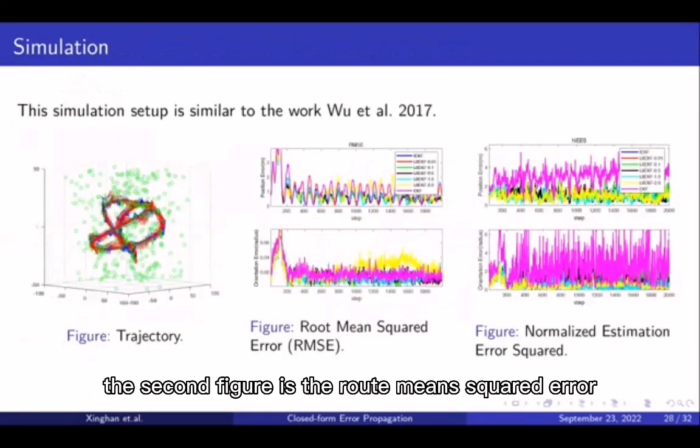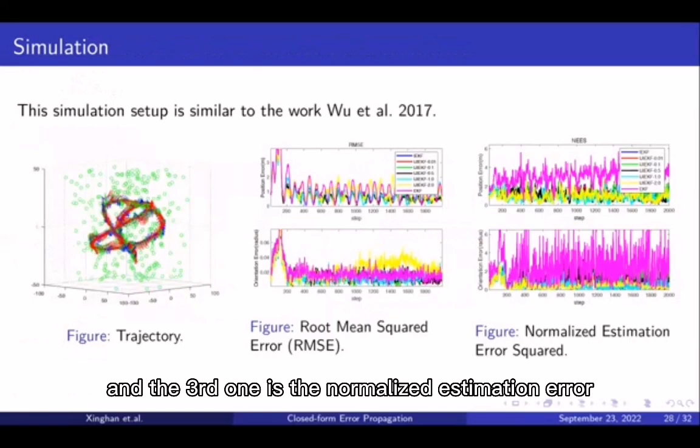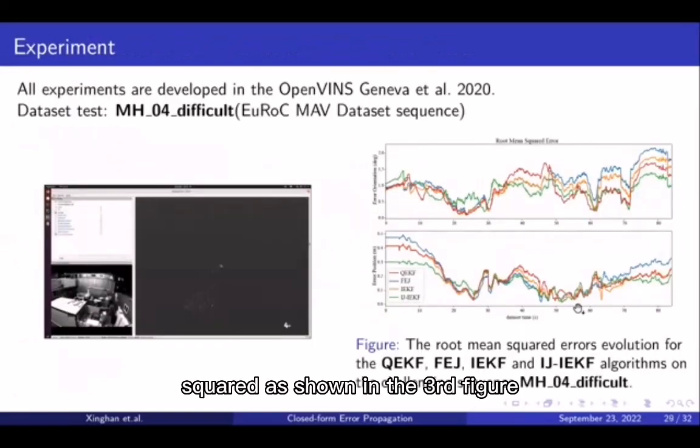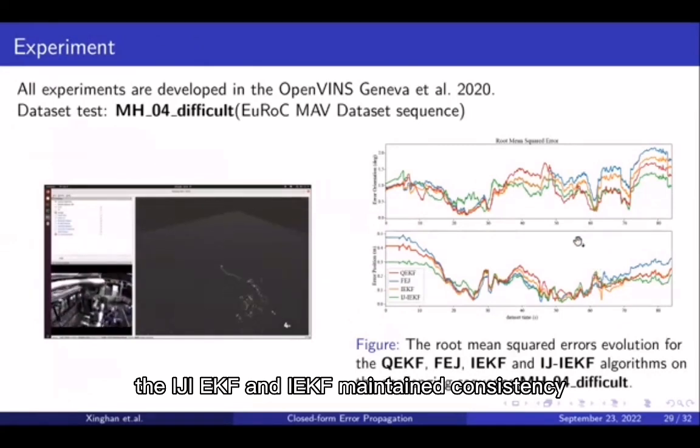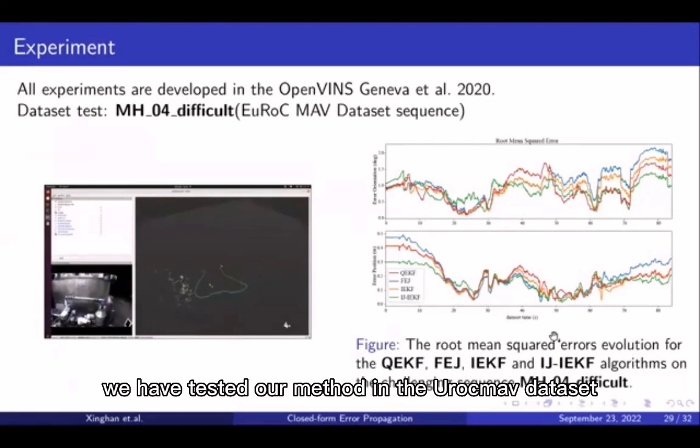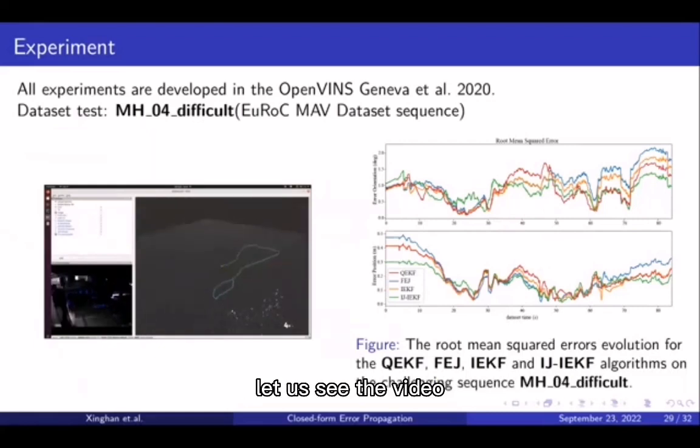The second figure is the root mean squared error, and the third one is the normalized estimation error squared. As shown in the third figure, the IJIEKF and IEKF maintain consistency, while the EKF is not consistent. We have tested our method on the IROS22 dataset. Let us see the video.